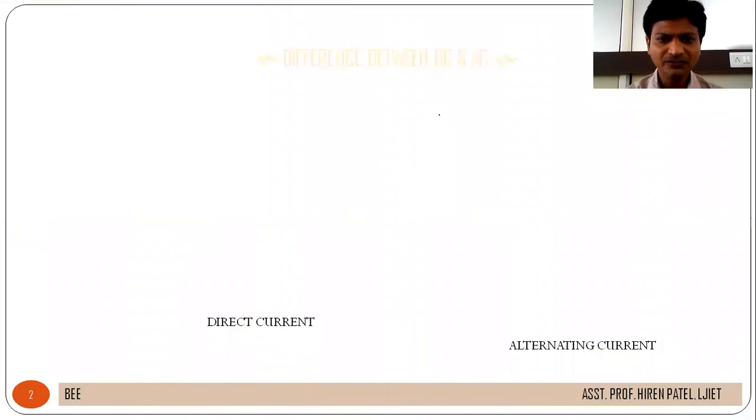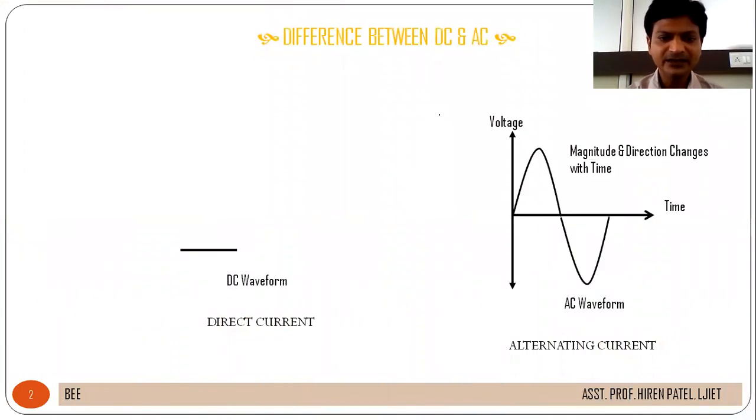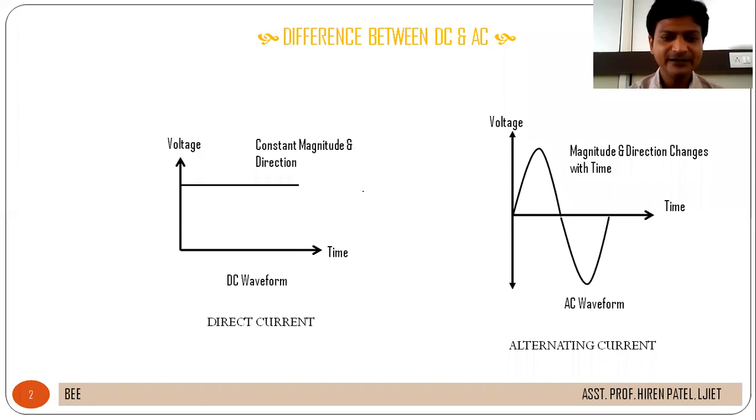So first of all, here are the two waveforms that represent direct current and alternating current. See here, direct current voltage remains constant with time. So in case of direct current, magnitude and direction remain the same with respect to time.